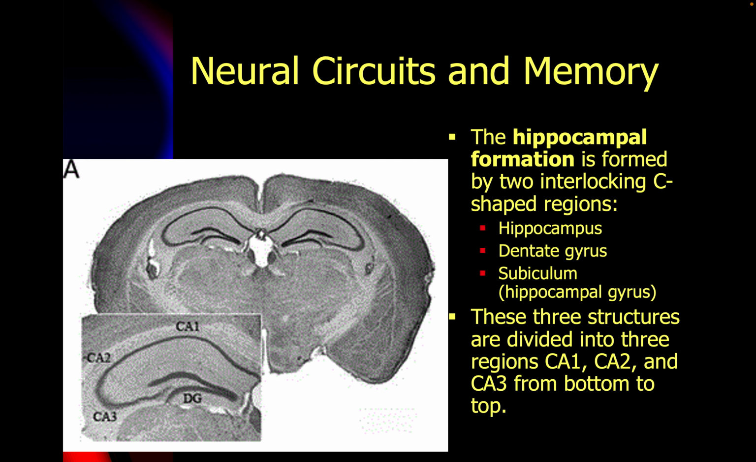The hippocampal formation is formed in two interlocking C-shaped regions, and these are the two C-shaped regions, as you can see. There's one of them, and there's the other. These are the hippocampus, the dentate gyrus, and the subiculum, the hippocampal gyrus. These three structures are divided into three regions, the CA1, CA2, and CA3 from bottom to top.